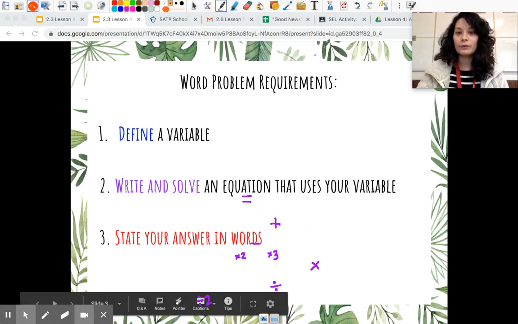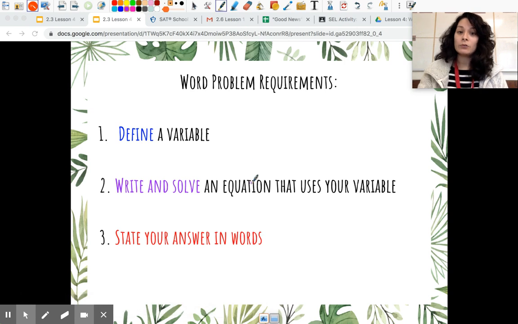Okay, so in general, this is how I teach my students to handle word problems. Again, your teacher might have a different way in which they want you to go about answering word problems, but I kind of have a system to the way that I teach my kids how to do word problems. The first thing that I always tell them to do is to define a variable. This is where you're telling me x equals and then some sort of word or sentence.